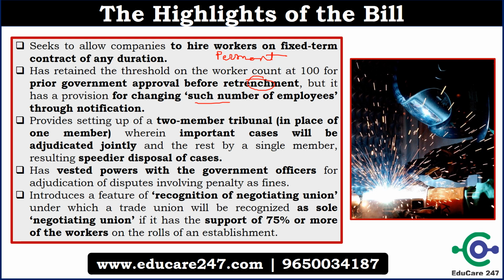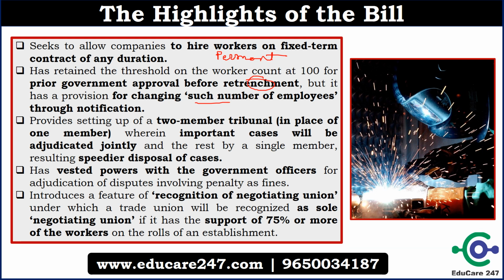The bill also provides for setting up a 2-member tribunal. Earlier it was a 1-member tribunal, and this tribunal will hear important cases jointly, and in case of non-important cases, a single member will adjudicate the case. So this is also very important. It has vested power with a government officer for the adjudication of disputes involving penalty as fine. So basically, government officials can invoke the penalties and adjudicate the cases. It's not needed that companies have to go to court. So this is also very important.